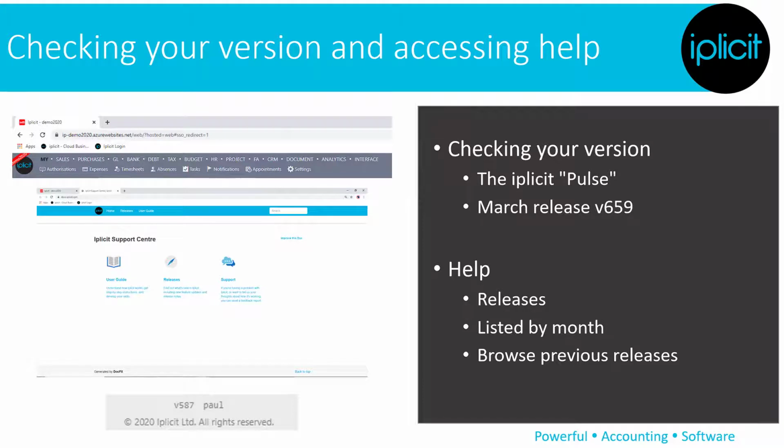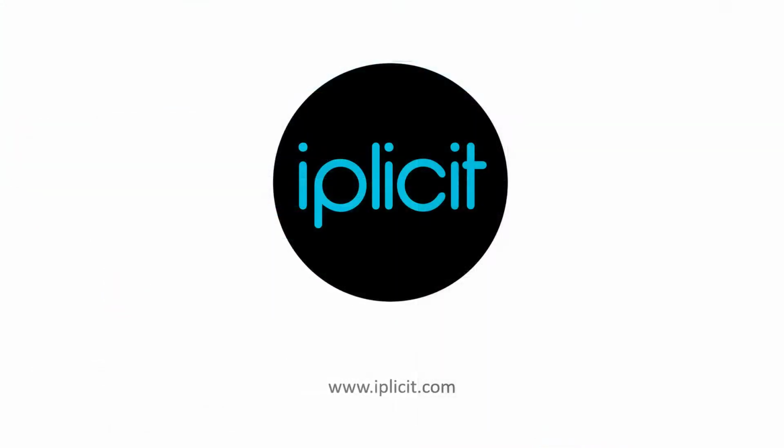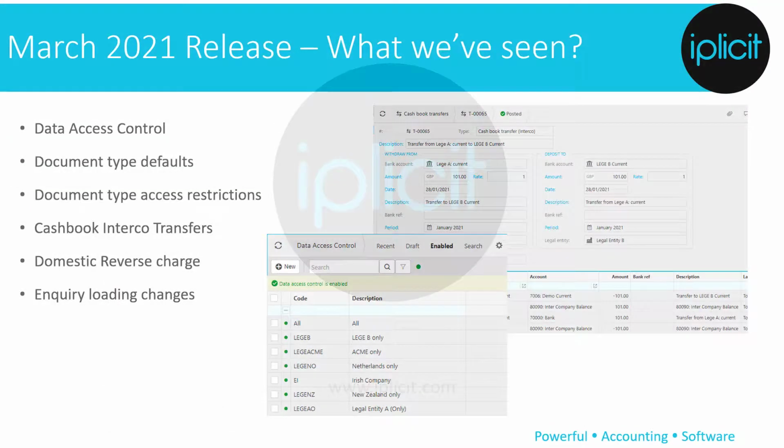To find out what version you're on, head to the Pulse and the version number can be located at the bottom of your screen. To find this month's release notes, as well as all prior months' release notes, head to the iplicit Support Center. So let's take a look at what we've seen today.